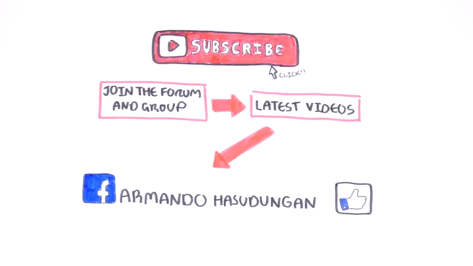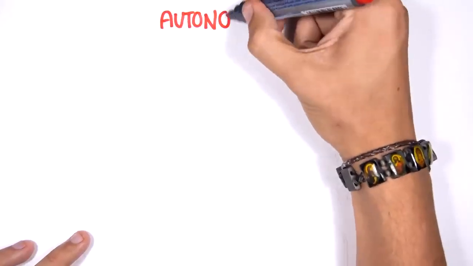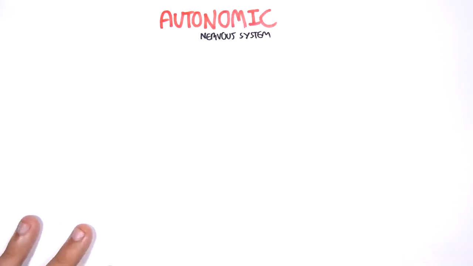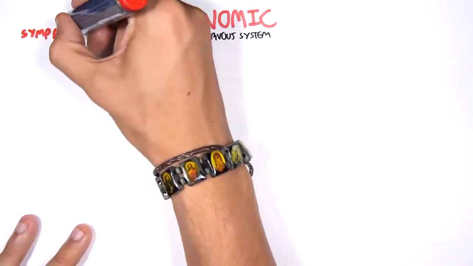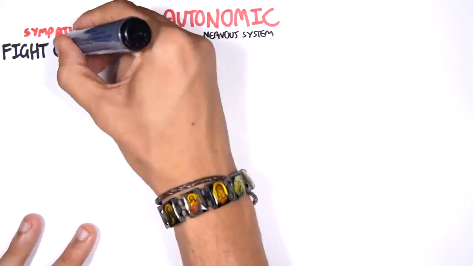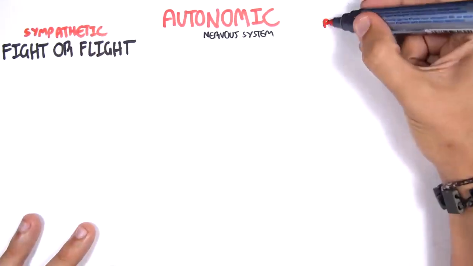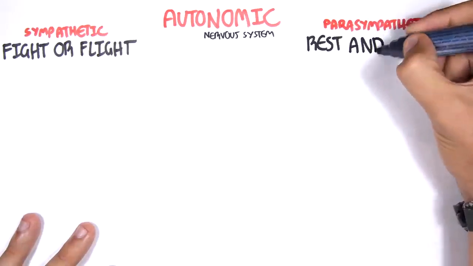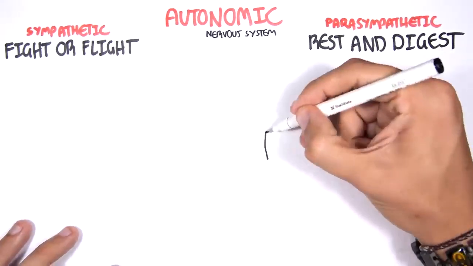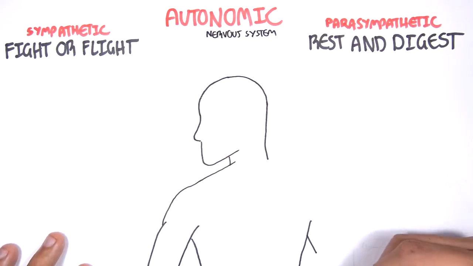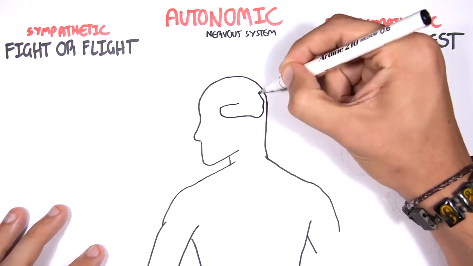In this video, we're going to look at the autonomic nervous system. The autonomic nervous system can be divided into the sympathetic nervous system, also known as the fight or flight response, and the parasympathetic nervous system, also known as the rest and digest response. The autonomic nervous system is involuntary control of body tissues. It arises from the central nervous system, which is our brain and spinal cord basically.